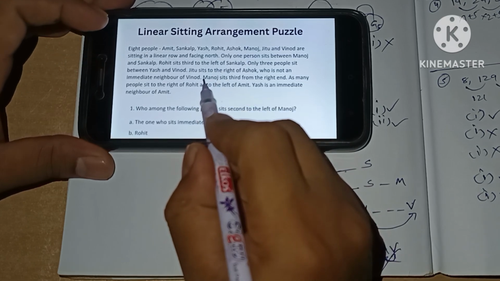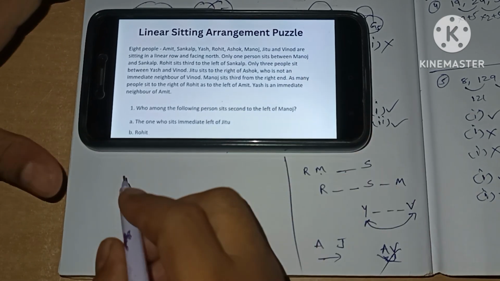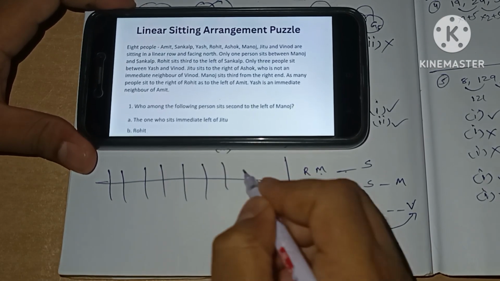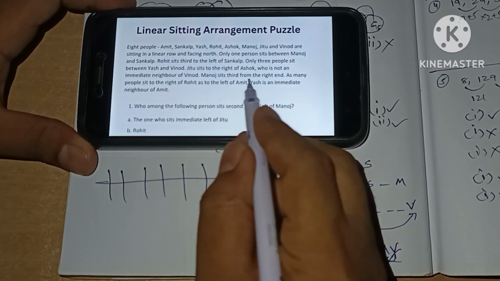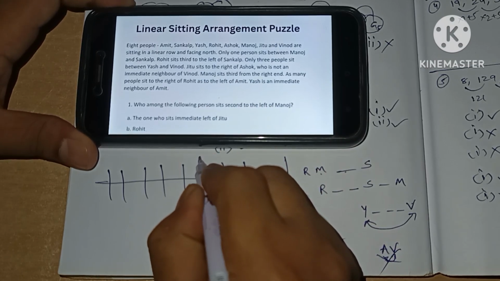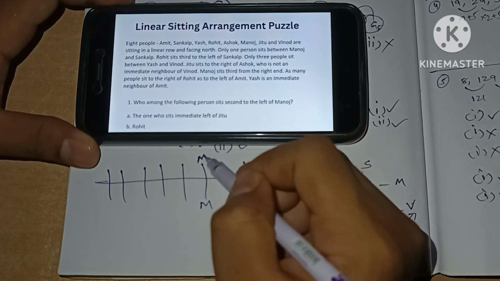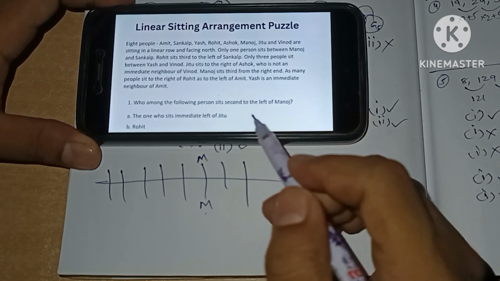Manoj sits third from the right hand. So, in total we have 1, 2, 3, 4, 5, 6, 7, 8. So, this is the place for Manoj. Okay. We are taking two possibilities, one from the top and one from the bottom. Next.